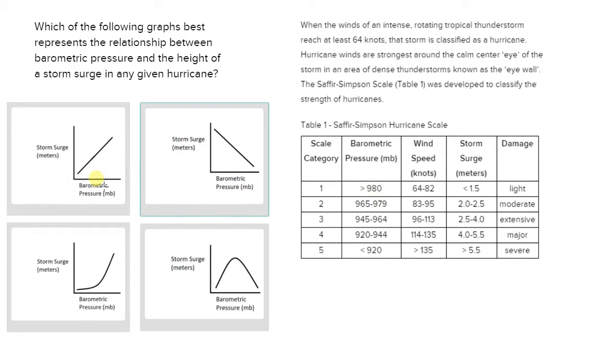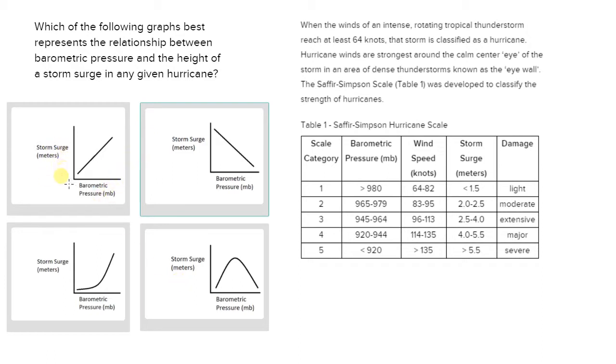And you might notice that they don't have any specific numbers on either of these axes in any of these graphs, and so we're not looking for specifics. It's not going to be a very technical graph, but they're asking for the general trends, and so we're looking for a graph that maps the trends that you see in the data here. So we're going to go one by one and look and see what makes sense. So with the first one, storm surge meters versus barometric pressure. Actually, all these are storm surge versus the barometric pressure.